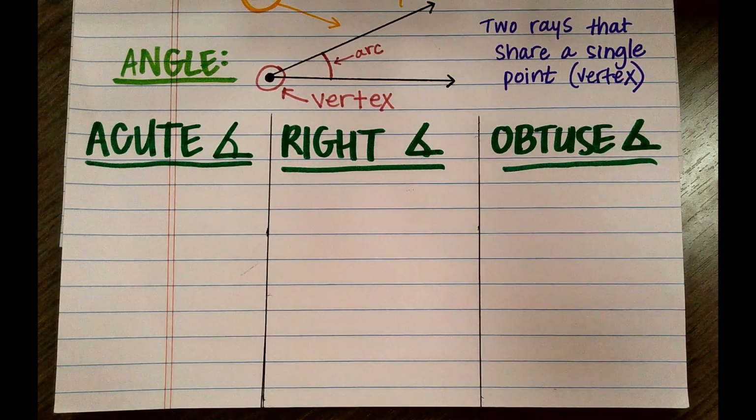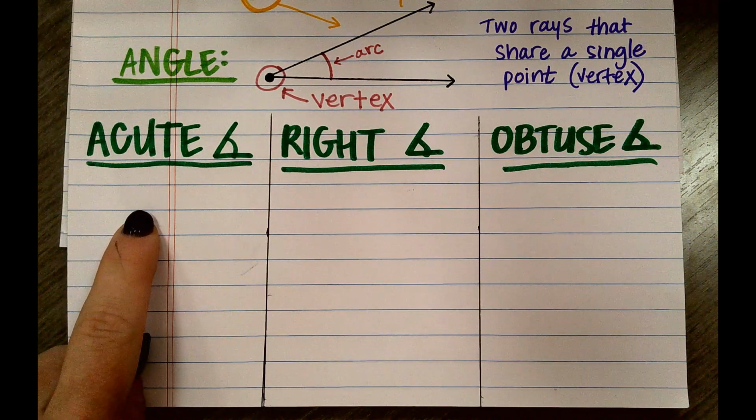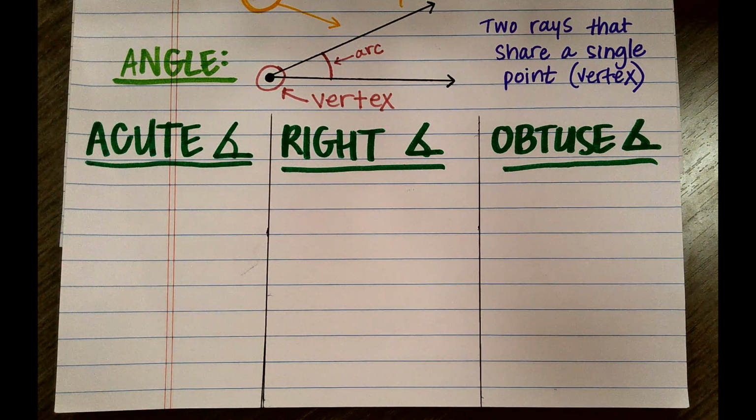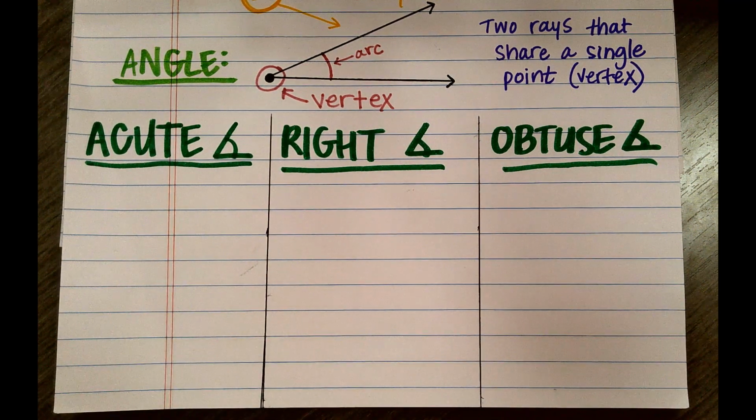Does anybody know what makes an acute angle an acute angle? 90 degrees? Less than 90. Ooh, yes, it is less than 90. The 90 is the basis though, so it's good that you have that number in your head. So an acute angle is an angle that is less than 90 degrees.